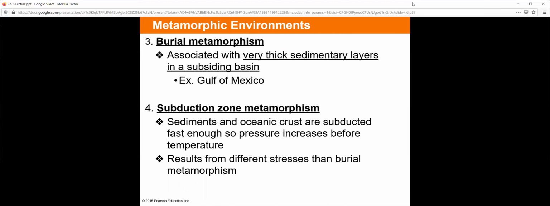I said before, burial metamorphism, subduction zone metamorphism. I'm not going to go too deep into this because the names describe what's going on here. You bury something deep, it's going to be affected by the depth of the burial. You subduct something down, it's going to be affected by the subduction event.